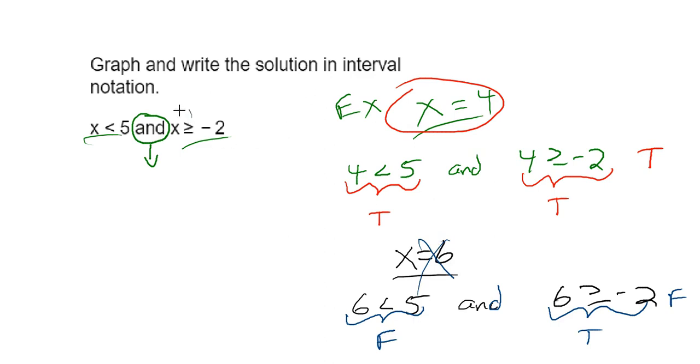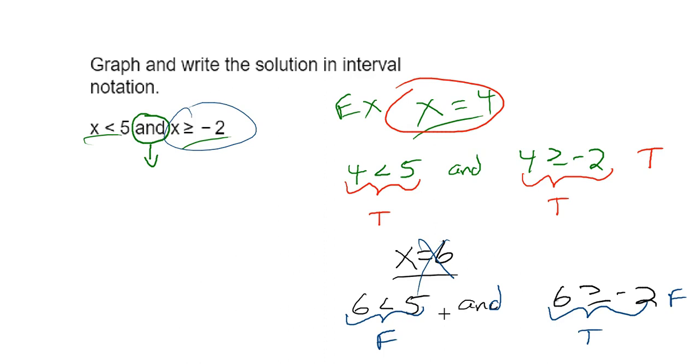It is a solution to this inequality, but it's not a solution to the statement as a whole, because on the whole it comes out false because it doesn't work in the first one. All right, so that's just giving you some background information.